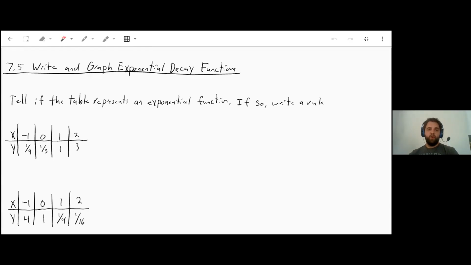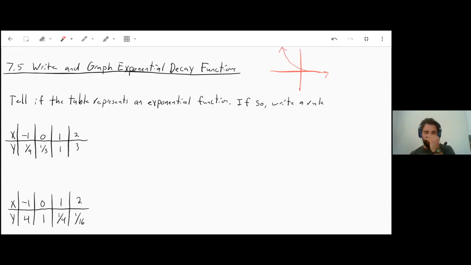Welcome to section 7.5, write and graph exponential decay functions. Now, an exponential decay function is like an exponential growth function, except it gets smaller instead of bigger. So if you were to look at a graph, instead of an exponential growth where it starts low and then gets big fast, an exponential decay starts big and then gets smaller and approaches zero.